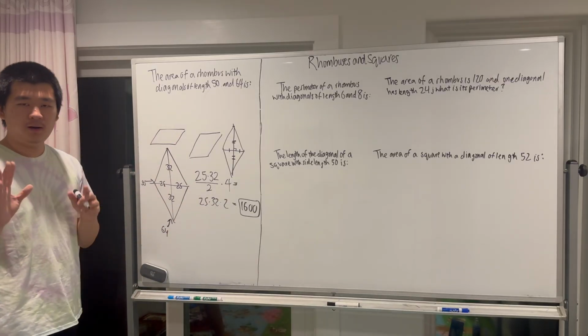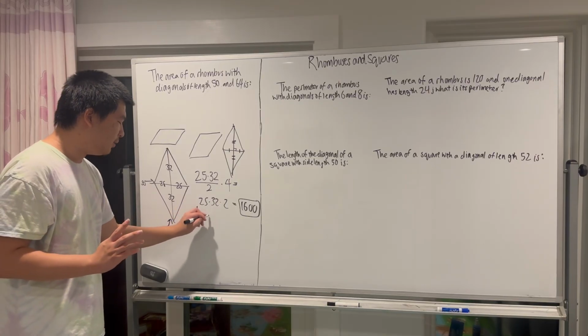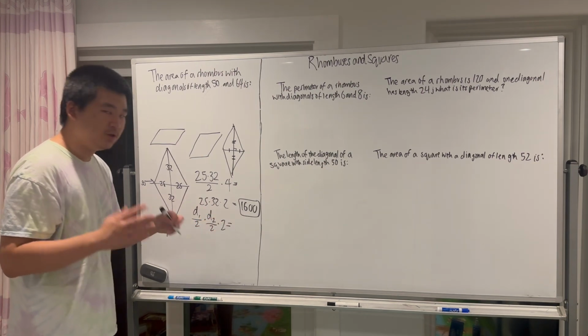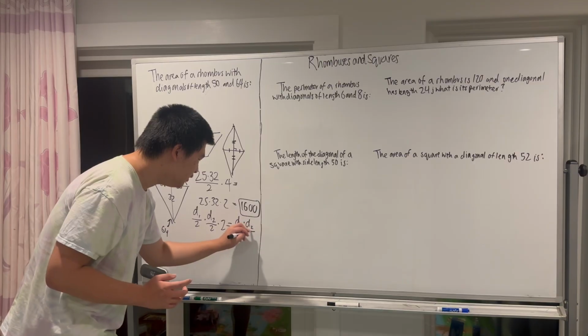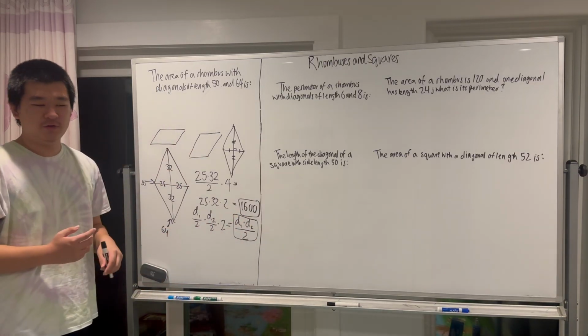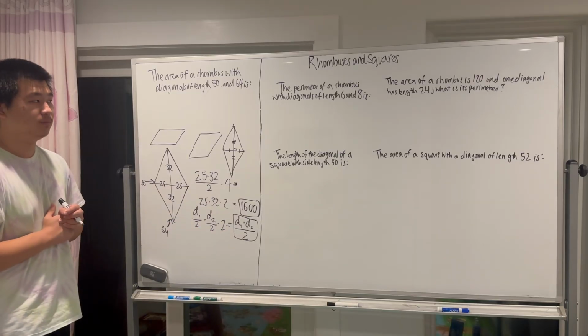So basically, our area should be diagonal 1 divided by 2 times diagonal 2 divided by 2 times 2, which in total is equal to diagonal 1 times diagonal 2 divided by 2. It's a little bit just like base times height over 2, just with diagonals. And this is how we find the area of any rhombus.